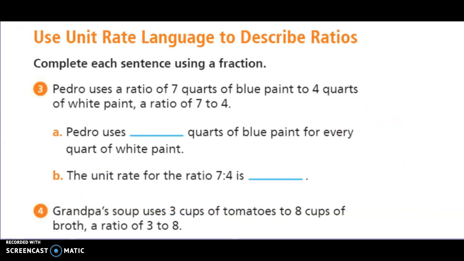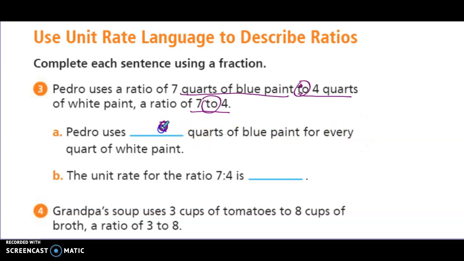Okay, moving through the rest of this unit, use unit rate language to describe ratios. Complete each sentence using a fraction. Pedro uses a ratio of 7 quarts blue to 4 quarts of white paint, so that makes a really light blue. Ratio 2. So we've just eliminated the words and we've kept the numbers and their values in the same order. So a little bit of shorthand maybe. So Pedro uses 7 quarts of blue paint for every 4 quarts.